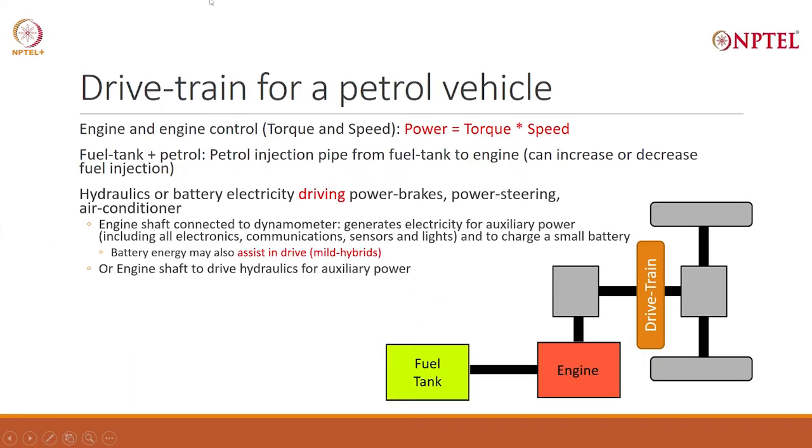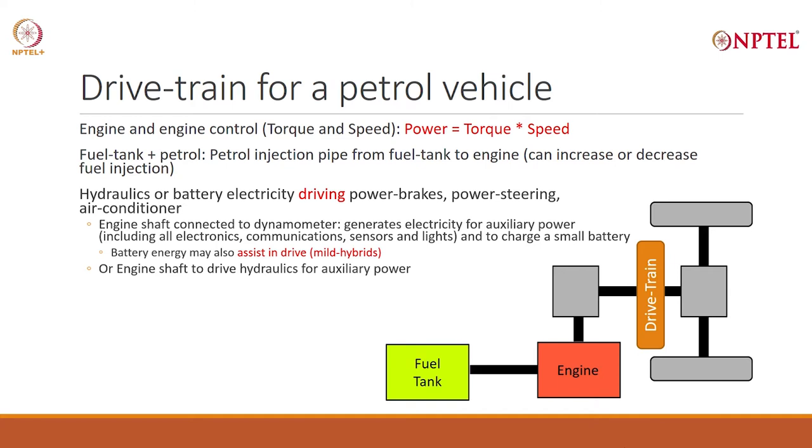This is not used to drive the vehicle, because in an electric vehicle, the electricity will be used to drive the vehicle. But this is auxiliary power. It will be used to drive all the electronics, communication, sensors, light, and a small battery. And it may even drive power brake. It may drive power steering. It may drive air conditioning. And therefore, I have put hydraulics or battery electricity driving power brakes, power steering, and air conditioner.